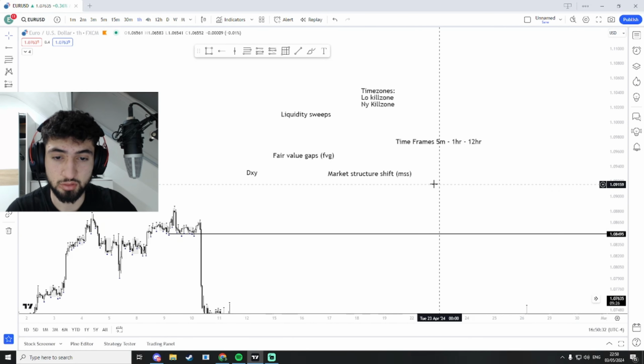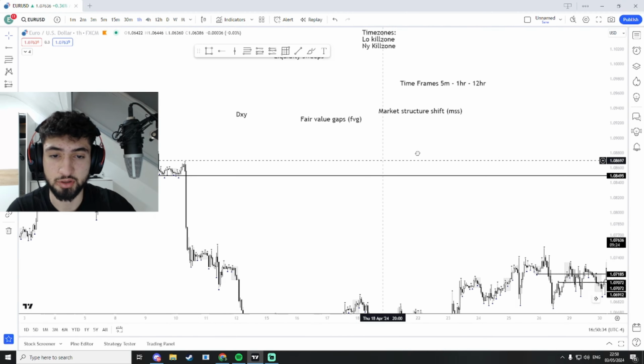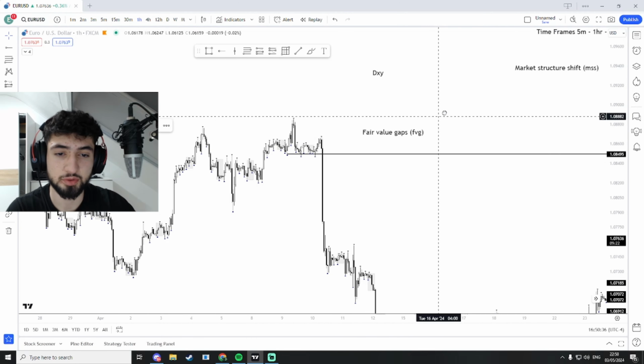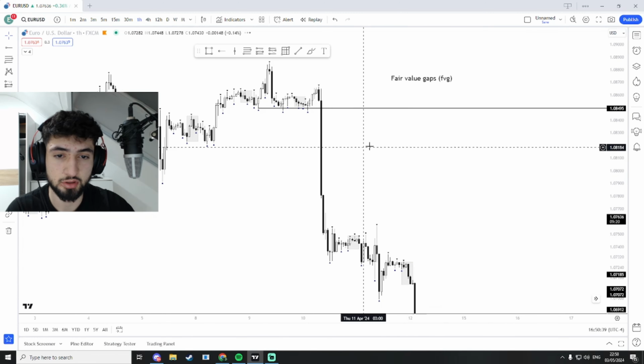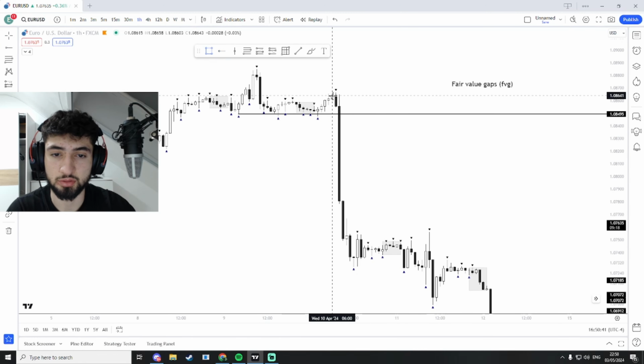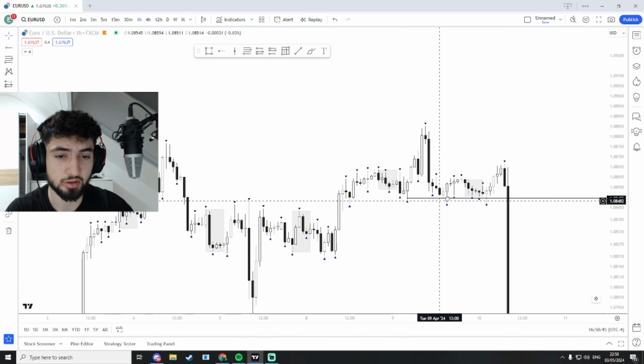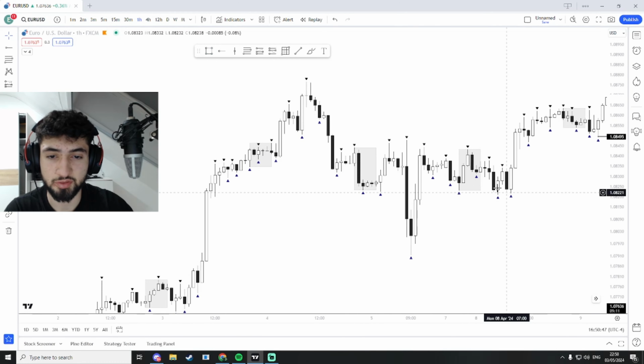Now let's go to the fair value gaps. It's a really simple concept. They're just these big gaps. You see 3 candles here. This is actually a bad example. You can call that a liquidity void as well. Let me just find an easier one.